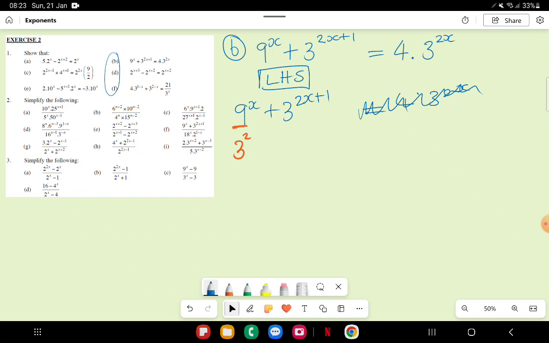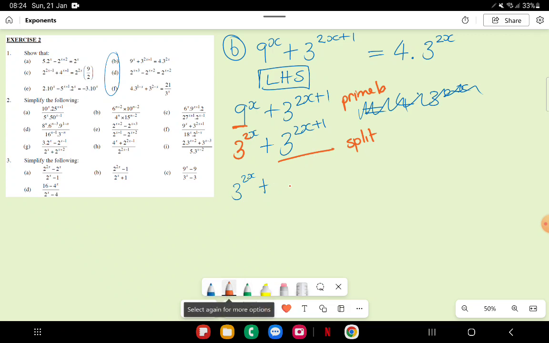So since it's just one exponent, I'm not going to put brackets. Plus 3 to the power of 2x, sorry, plus 1 is an exponent. Awesome. Now I'm going to split. So here we're going to split. Over here what we did was we did prime bases. So I'm splitting this. So now what I have is 3 to the power of 2x, plus, on the first one I have 3 to the power of 2x times 3 to the power of 1.